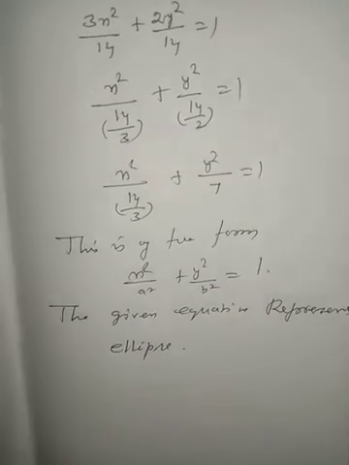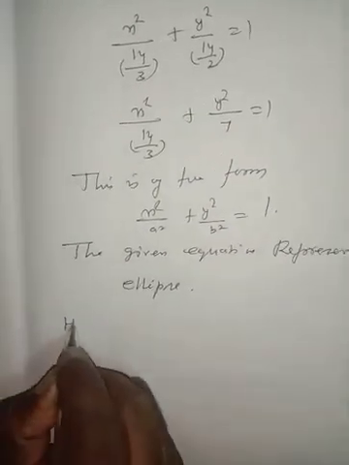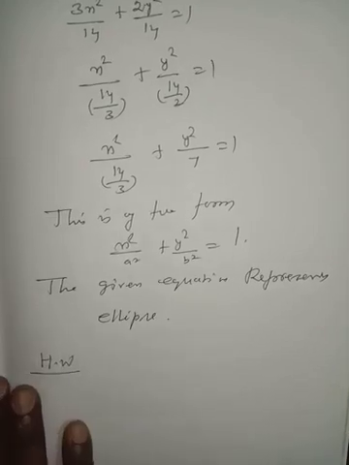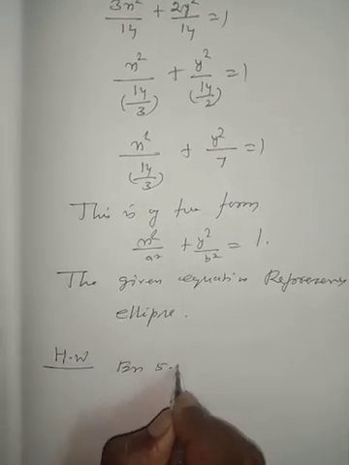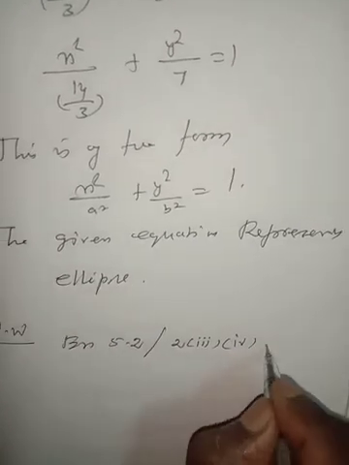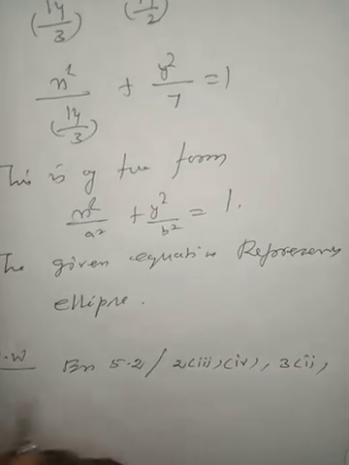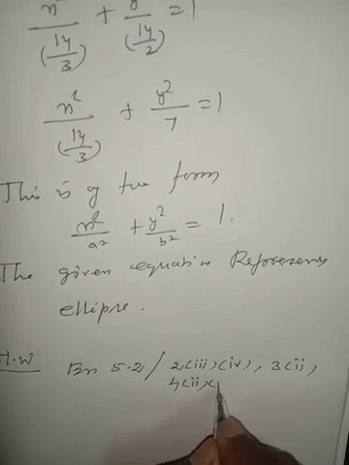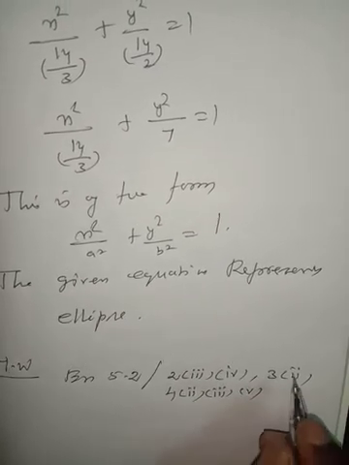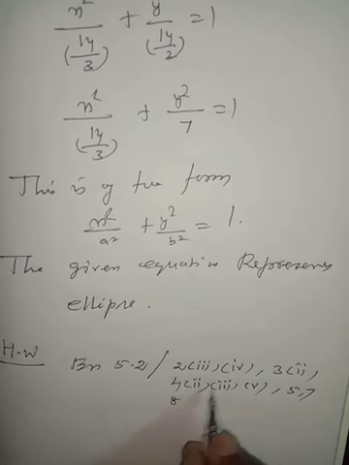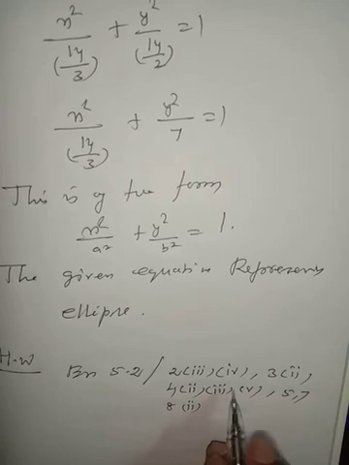Next, question number 3, 4. Now, today's homework. Exercise 5.2: sum number 2, subdivision numbers 3 and 4; third sum, subdivision number 2; fourth sum, subdivision numbers 2 and 3; subdivision number 5; 7. Number 8, subdivisions 2 to 6.